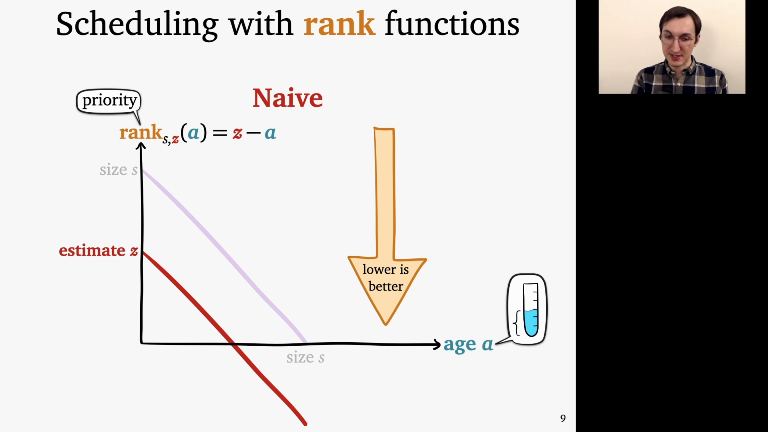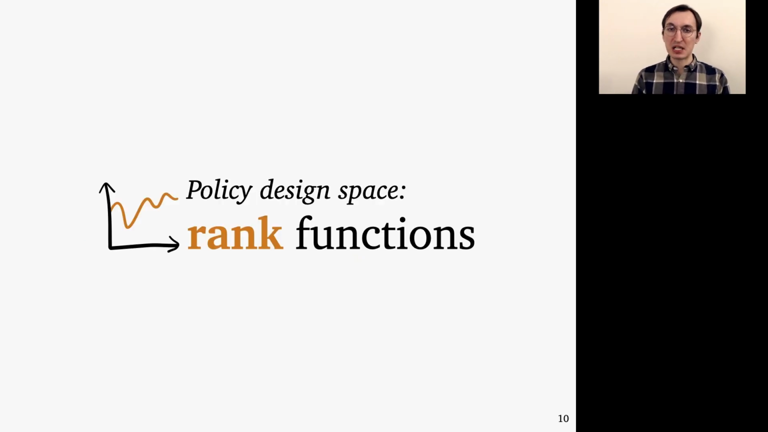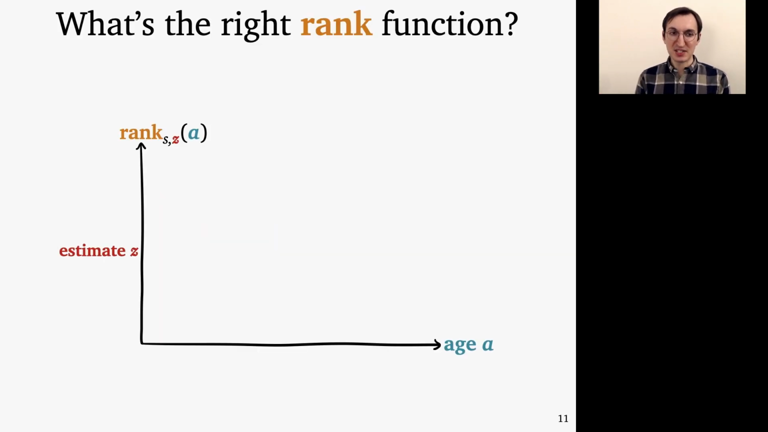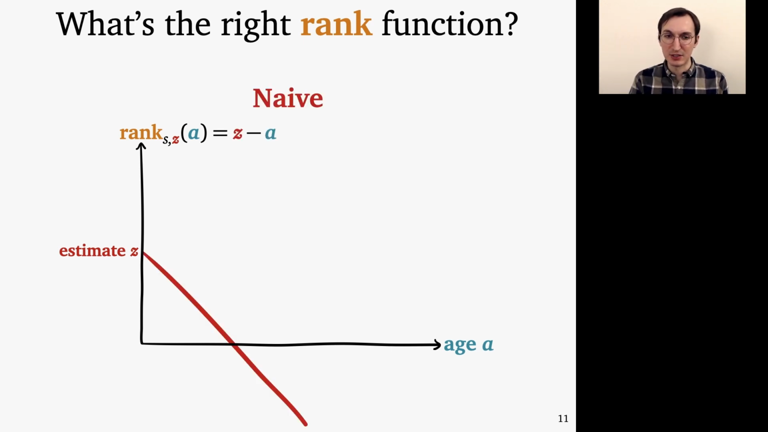Okay, and naive, of course, also has a rank function. It's just Z minus A. And so in this work, we're going to be focusing on the design space of policies that can be described as rank functions. And so when we're trying to design a policy, we're really asking the question, what's the right rank function? So let's start by looking at naive again. Is naive the right rank function? Is it going to be consistent and robust?